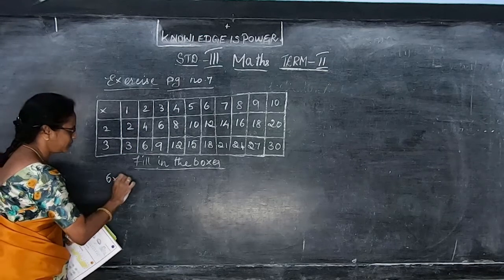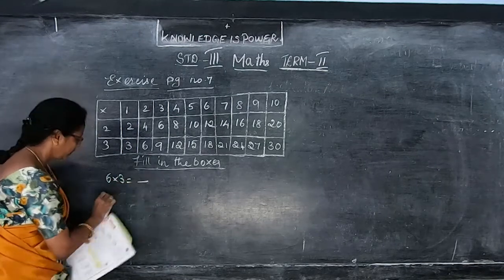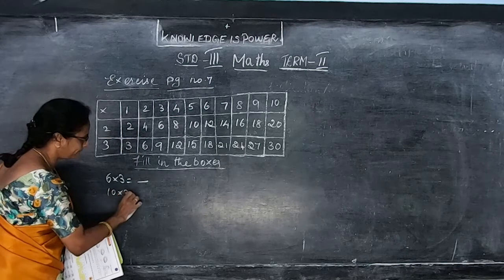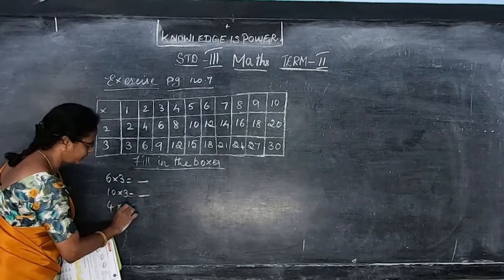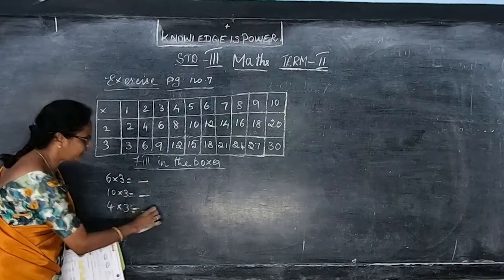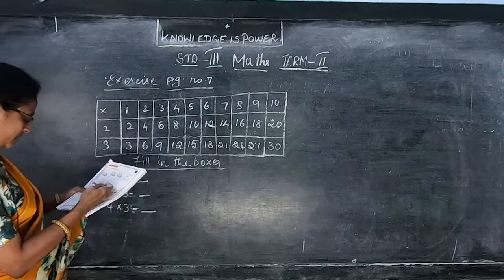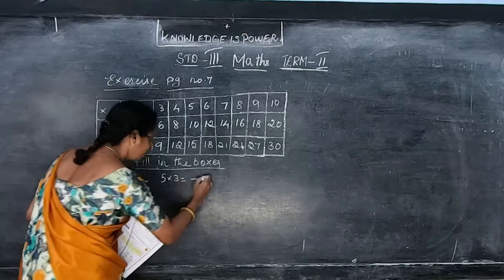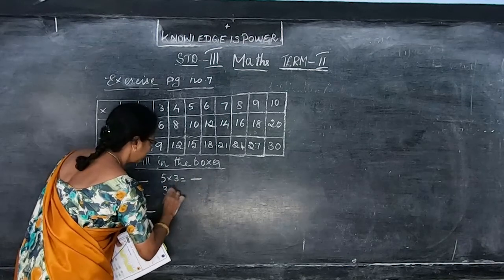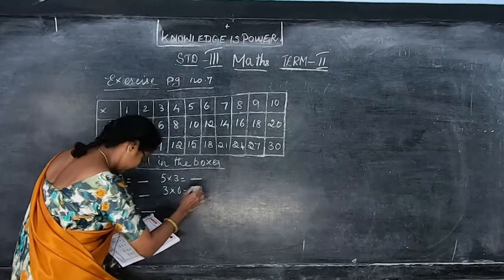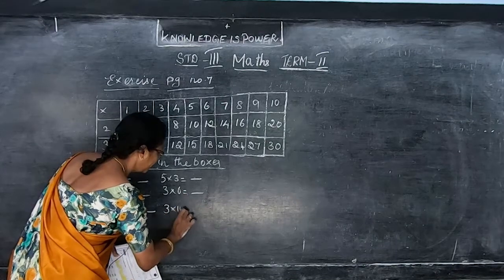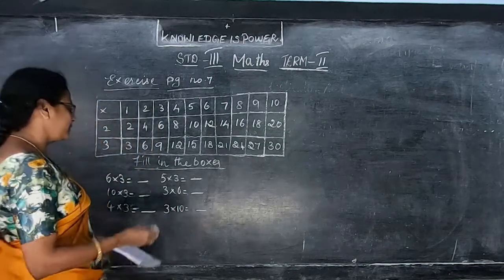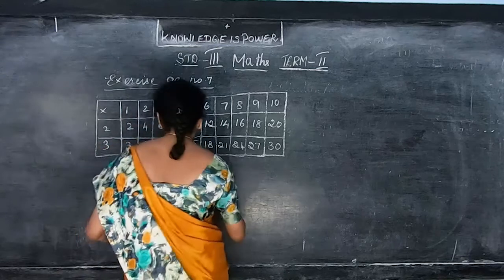That is 6 into 3 is equal to dash. 10 into 3, 4 into 3. See, everything is in the book only. You have to see the book. Learn this, children. 5 threes are, 3 sixes are, 3 tens are. So in the 3 tables they will mix and ask you to fill in the blanks.